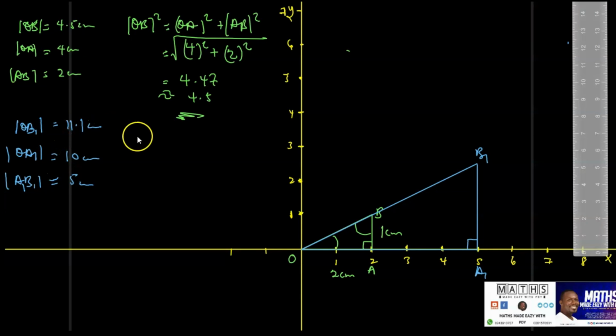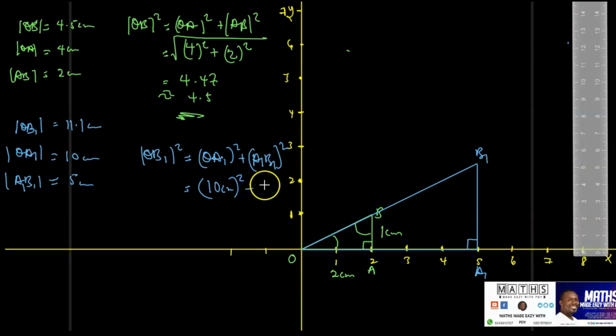So in doing so, it means OB1 squared should be equal to OA1 squared plus A1B1 squared. Let's put the values there. OA1 was 10 centimeters. So 10 centimeters squared plus 5 centimeters squared. Then we find the square root of it. Please use your calculator to help me with the investigation. What are we getting?